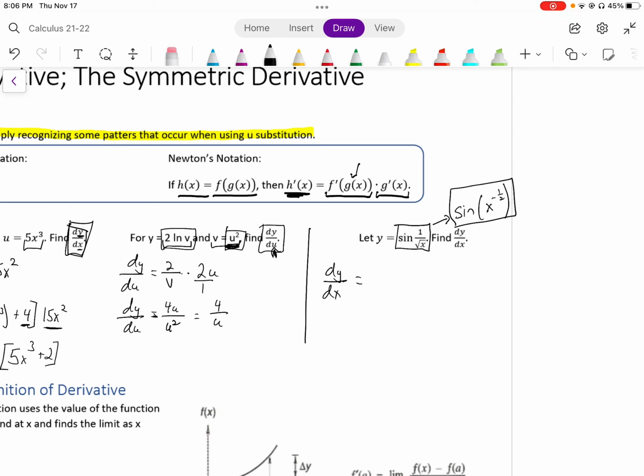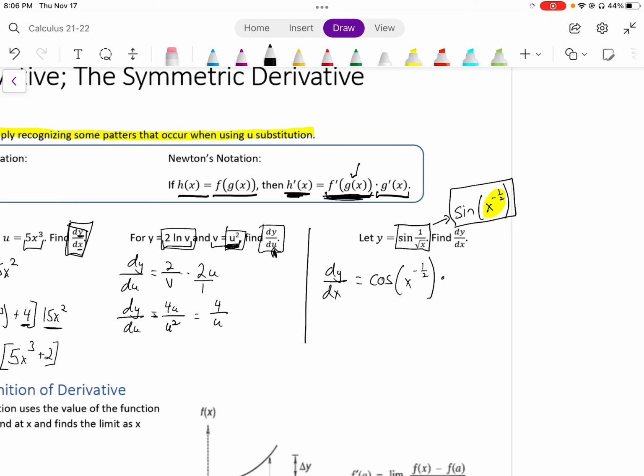And so all we need to do is take the derivative of the main function, which is sine. So we think, what's the derivative of sine? Well, the derivative of sine is cosine. So it's cosine of, still of, the x to the negative 1/2. So cosine of x to the negative 1/2.